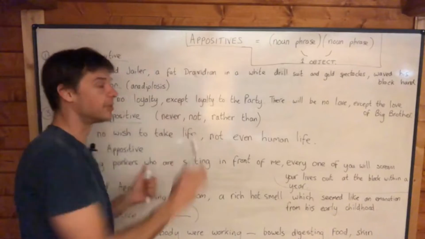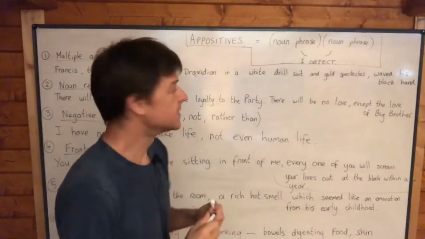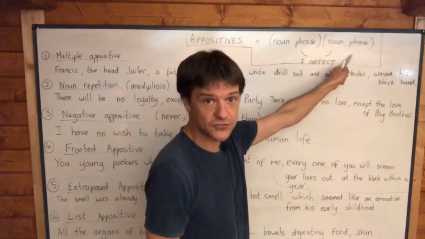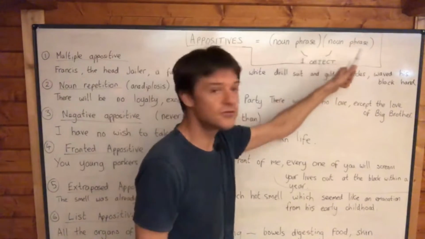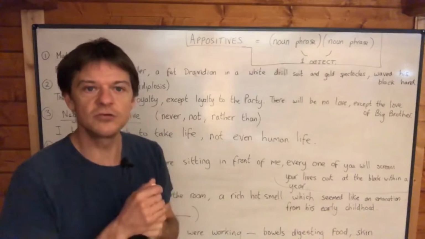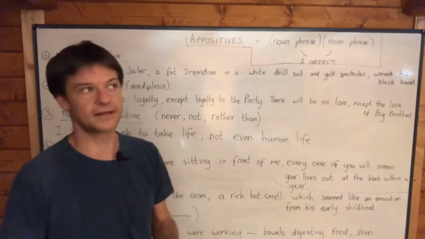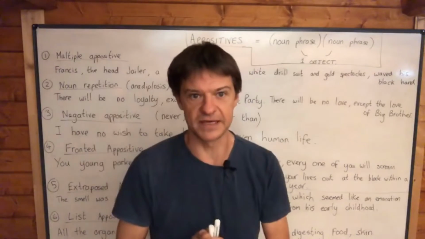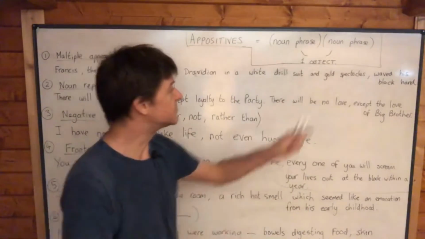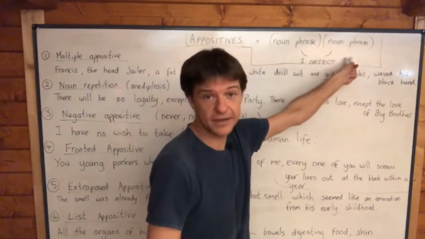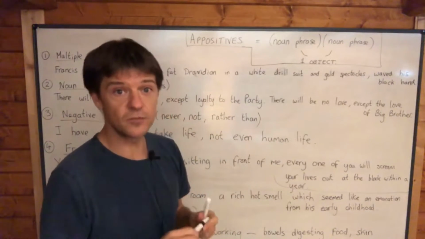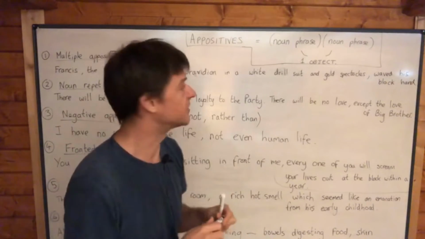So what is an appositive? That's the very first question. Well, it's a noun phrase followed by another noun phrase, and both noun phrases refer to the same object. What you'll usually see is something like: Boris Johnson, the Prime Minister, will be on TV later. Boris Johnson is the same object as the Prime Minister, and therefore this is a good example of an appositive, and very often we need commas for appositives.